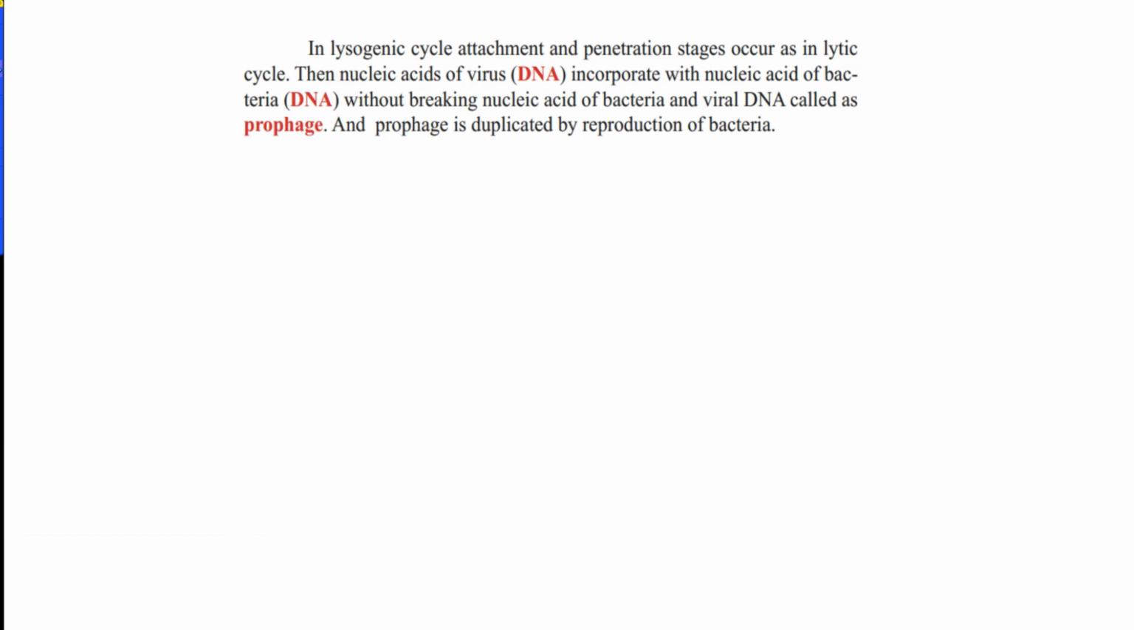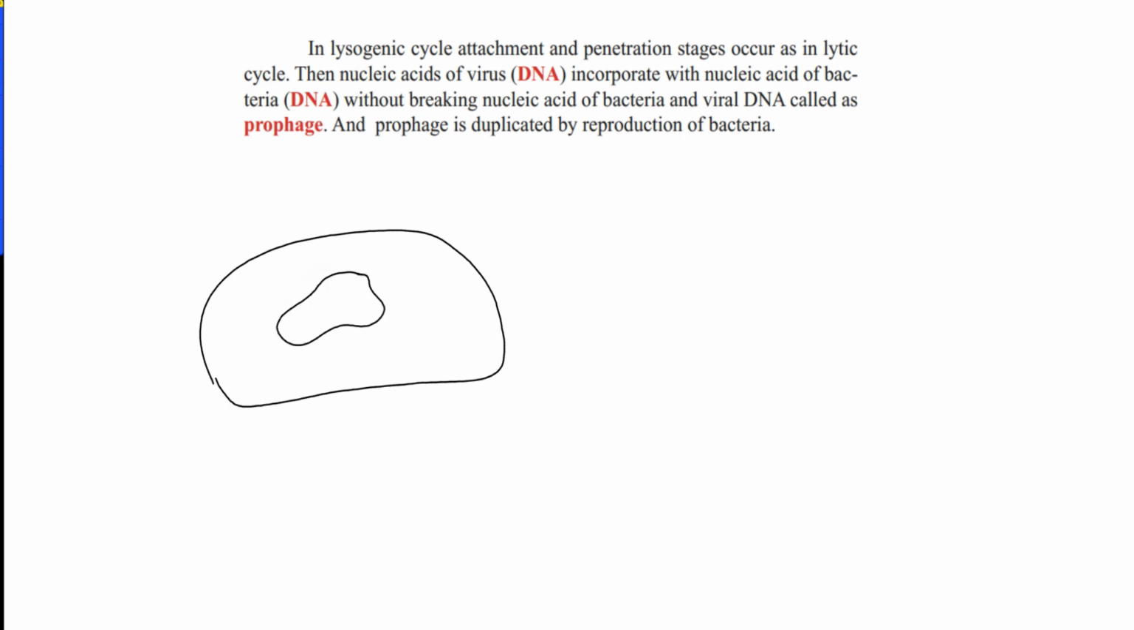In lysogenic cycle, attachment and penetration stage occur as in lytic cycle. Means virus again find a bacteria, attach the surface, inject its genetic material, but then the mechanism is a bit different. So bacteria, bacterial DNA, and viral DNA, the nucleic acid of virus incorporate with nucleic acid of bacteria. Not broke down DNA of bacteria, but cut and insert itself into DNA of bacteria.